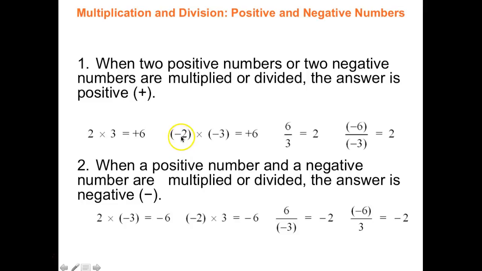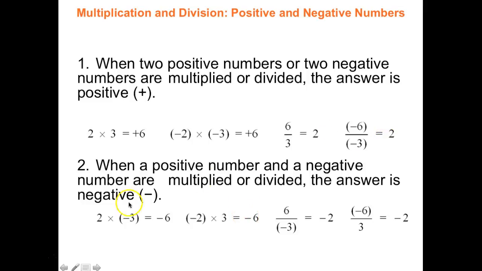Suppose you're multiplying a negative 2 and a negative 3. When you're multiplying, the two negatives become positive, and so again the answer is a positive 6. If you're dividing 6 by 3, the answer is 2. But if you're dividing negative 6 by negative 3, the answer is again 2, because the two negatives, when you're dividing, the answer becomes positive.